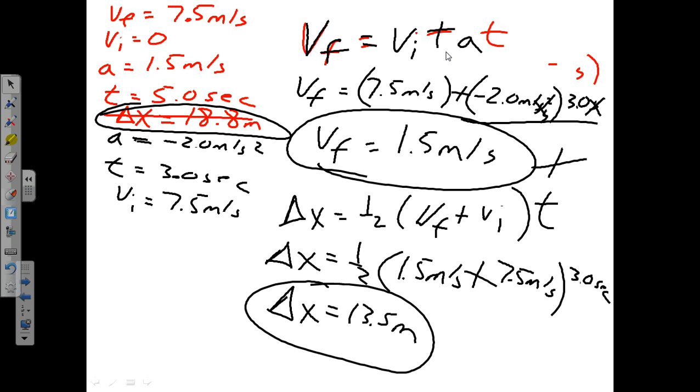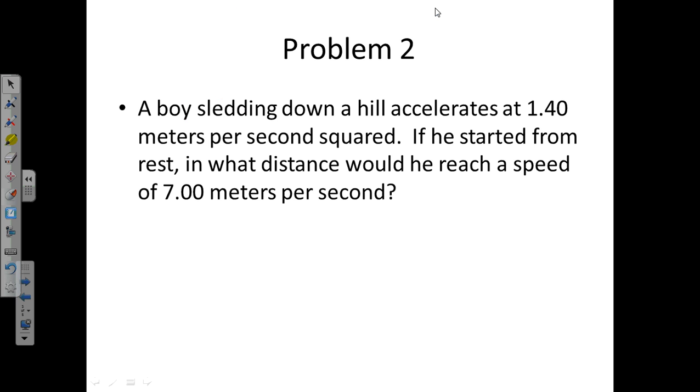Sound good? Any questions on that? Let's try a second one then. This is a little more straightforward problem. A boy sledding down a hill accelerates at 1.4 meters per second squared. If he started from rest, in what distance would he reach a speed of 7 meters per second?